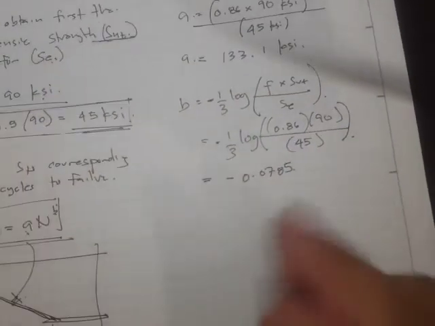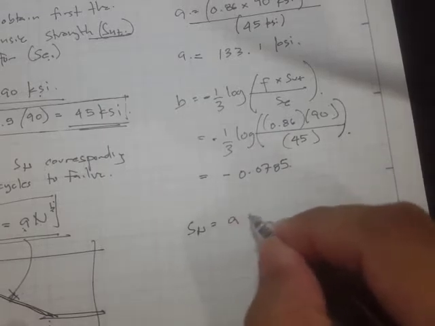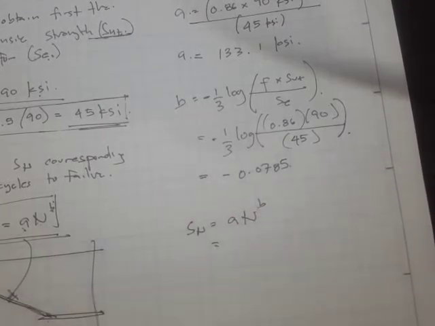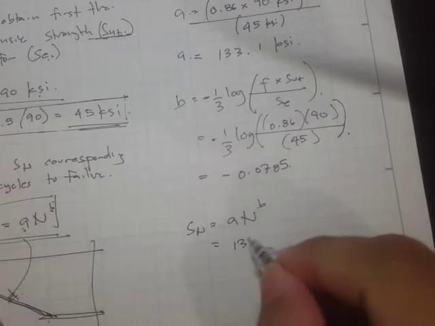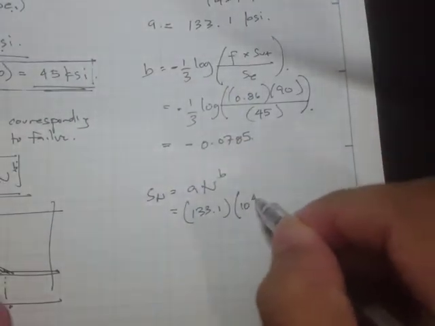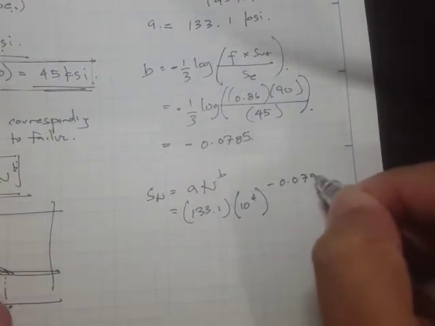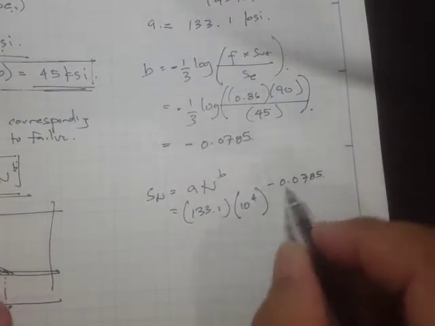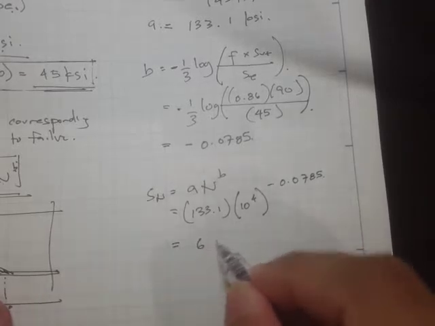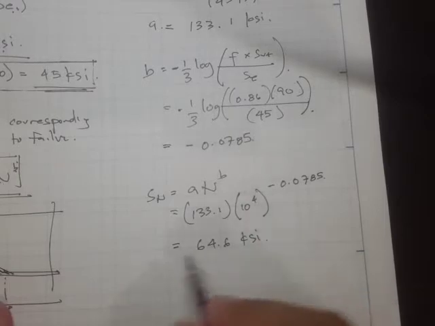So therefore, the value of the strength is this is A N to the B, and our A is 133.1 KSI times the N. So the N is 10 to the 4th, right? 10 to the 4th raised to negative 0.0785. That's the value of B, and what we get here is 64.6 KSI.